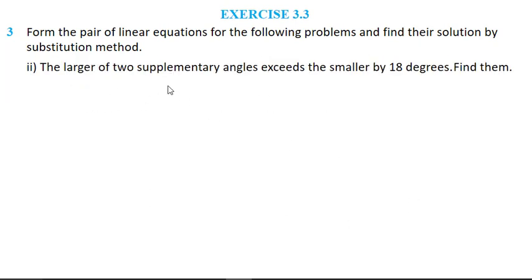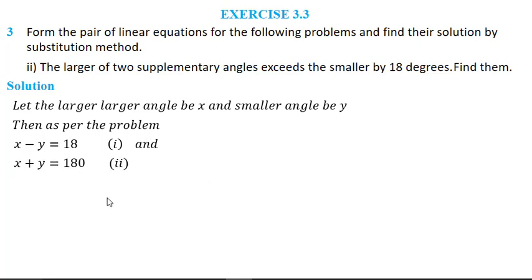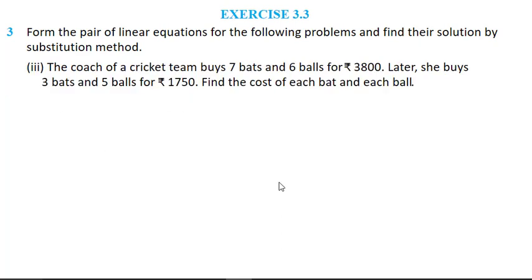Second question is, the larger of two supplementary angles exceeds the smaller by 18 degrees, find them. Now when I say supplementary angles, that means the sum is 180 degrees and here the difference they have given is 18 degrees. So again we can consider the larger angle as x and the smaller angle as y. Then as per the condition in the problem, the difference is 18, that is x minus y is 18, and the sum is 180 as they are supplementary angles. So x minus y is 18 and x plus y is 180. You can solve this problem, okay.